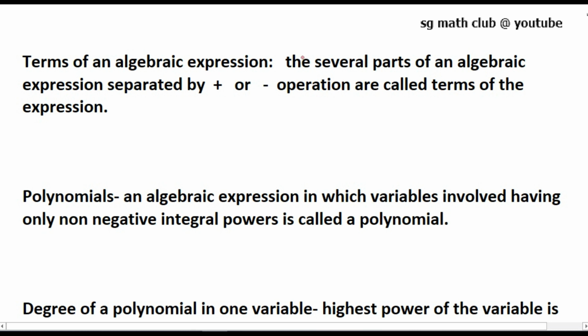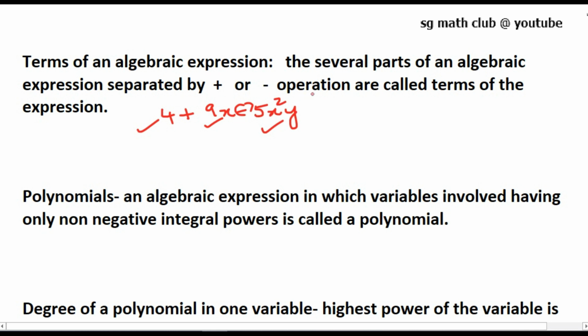Terms of an algebraic expression. The several parts of an algebraic expression separated by plus or minus operation are called terms of the algebraic expression. That means I will be writing one algebraic expression here: 4 plus 9x minus 5x square y. I can say 4 is a term of this algebraic expression. 9x is a term of this algebraic expression. 5x square y is a term of this algebraic expression. Altogether, this algebraic expression has 3 terms. So the terms which are separated by plus or minus sign we call terms of the algebraic expression.